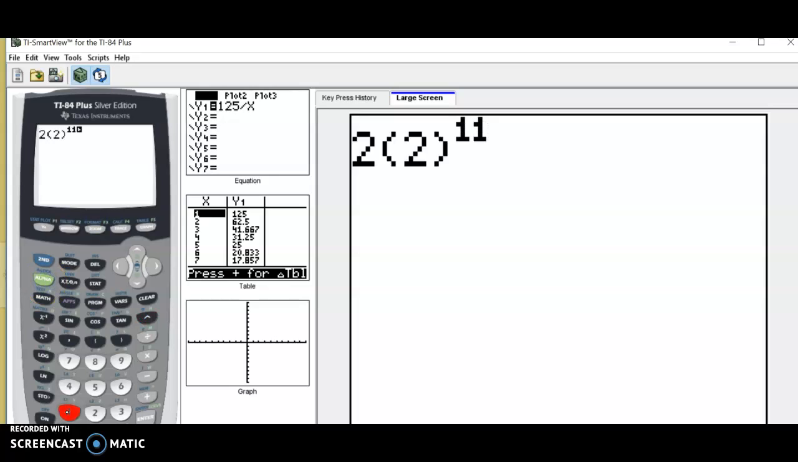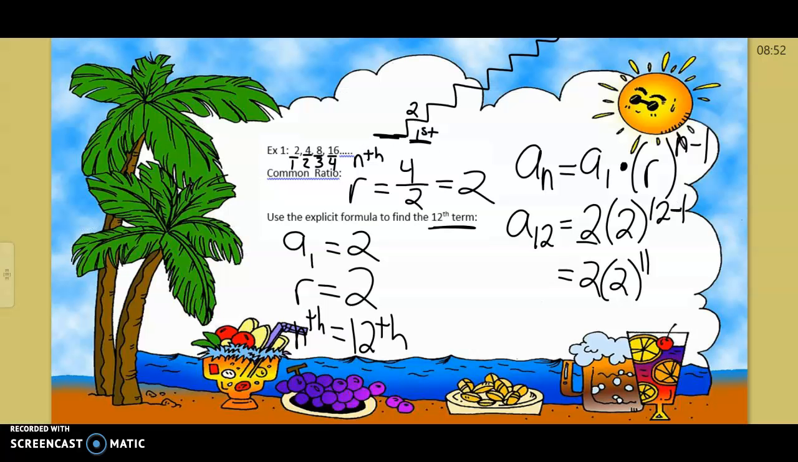The calculator knows exponents come before multiplying. So this part's going to happen first, then it's going to double it. Go ahead, press enter, and there you have it, 4,096. And with the help of a calculator, that wasn't all that bad, was it?